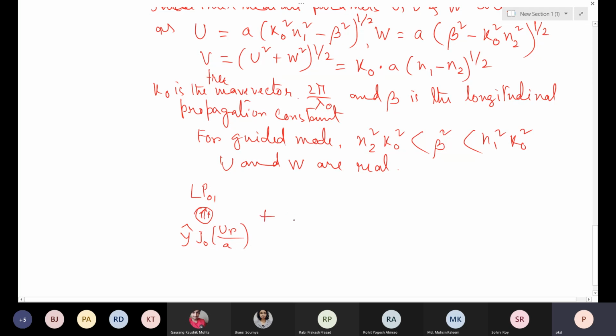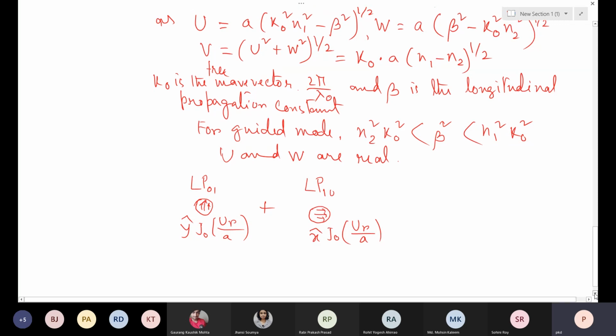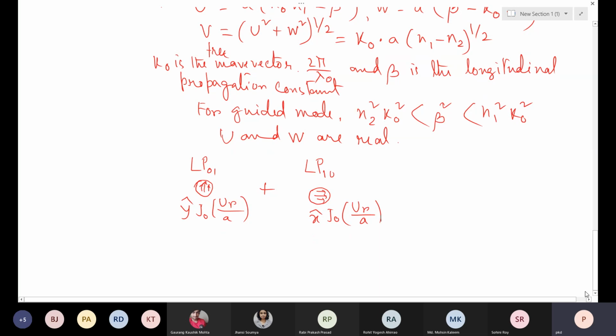There could be another polarization; another solution will be there for the horizontal polarization. So two orthogonal solutions will come, except J0. U(R) is U as a function of R. R is the radius vector, which is normalized with respect to the diameter a.